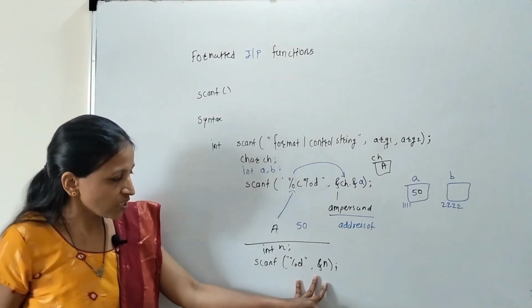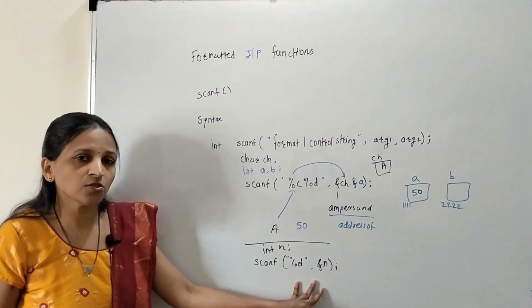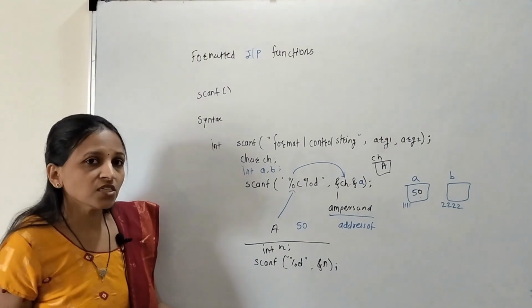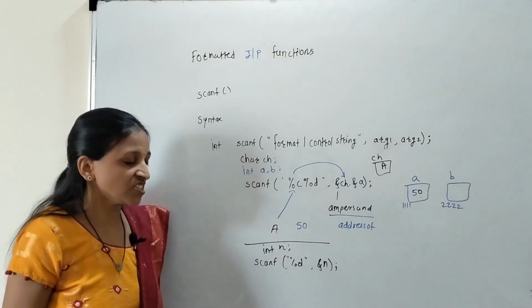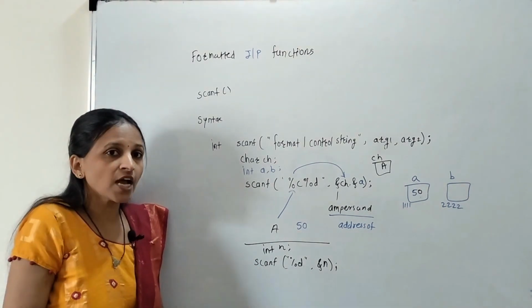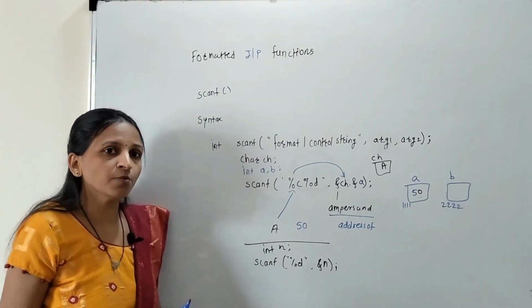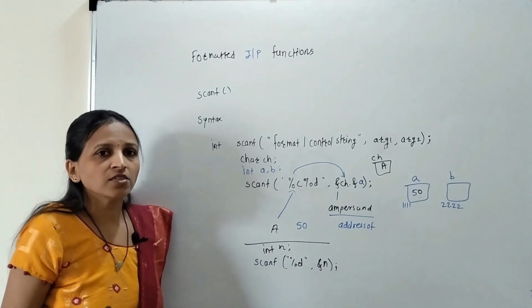Here the user can enter any value which is within the integer limit. But suppose I want to restrict the user to enter a 2-digit value. You cannot restrict how many digits are entered by the user, but you can restrict the scanf function so that it scans only 2 digits from whatever value is entered by the user.